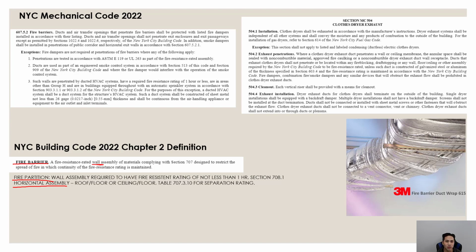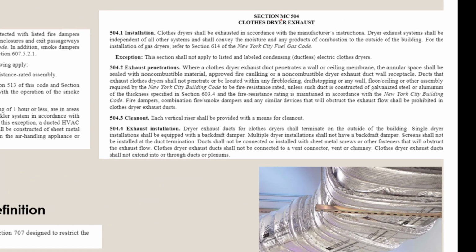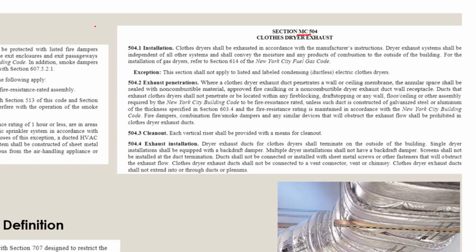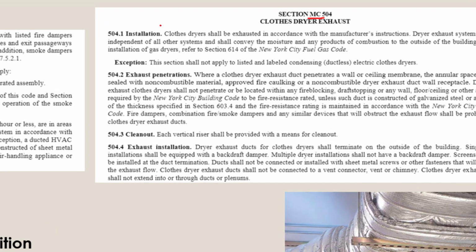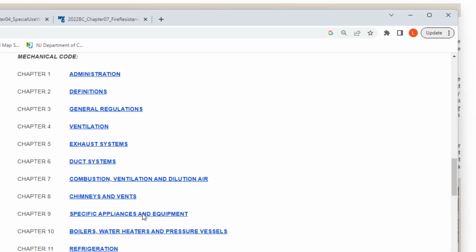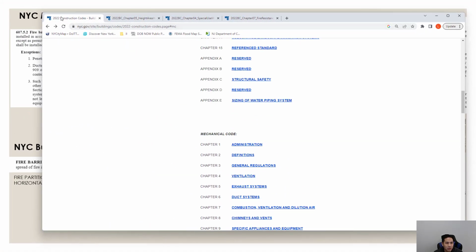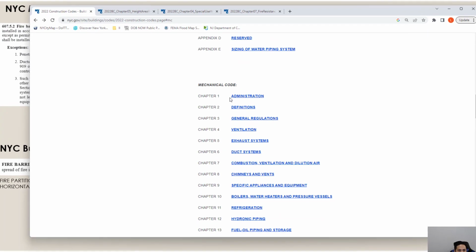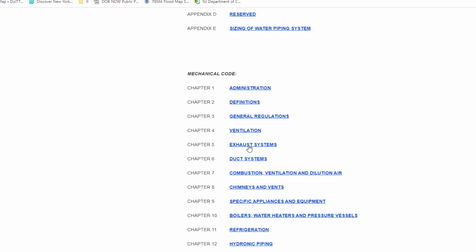Now we're going to move on to exhaust systems, and we're going to first talk about closed dryer exhaust. And the section that deals with that is actually in the MC, which stands for Mechanical Code of New York City. And that's section 504. So to go to that section, you'll just go back to the New York City Code website, and under Mechanical Code, it would be under Chapter 5, which deals with exhaust systems. So we're going to look into this chapter right now.